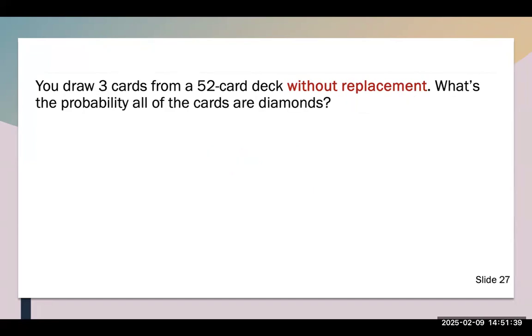Let's see if we can do this with 3 cards. Suppose you draw 3 cards from a 52 card deck without replacement. What's the probability all of the cards are diamonds? Pause the video and see if you can figure this out. You'll find that you need to multiply 3 things together. And remember, each time you're putting a diamonds off to the side. So pause the video and see if you can get the same answer as I get.